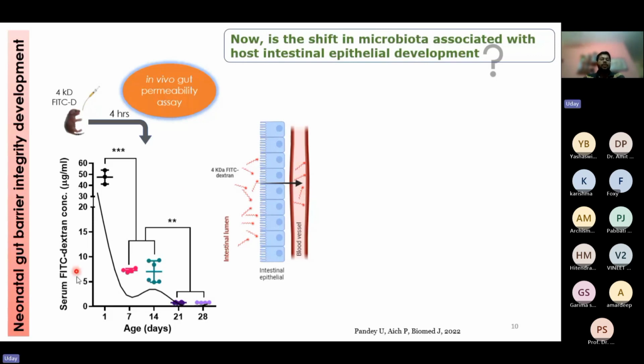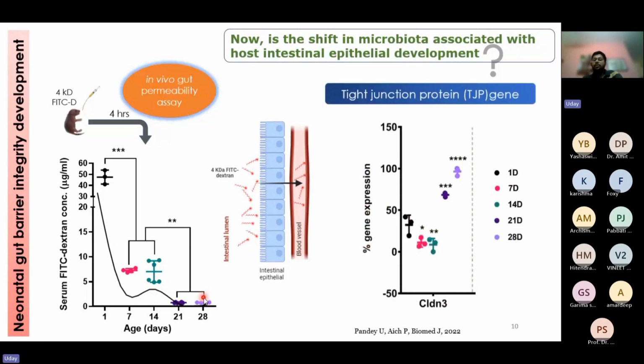Here, when we plotted the serum FITC concentration, you can see that at postnatal day 1 there is the highest concentration. That means gut integrity is not developed at all. There is a biphasic nature to this drop. The first drop comes at 7 and 14 days, and then another drop comes at 21 and 28 days. So by 28 days, the gut integrity is completely developed.